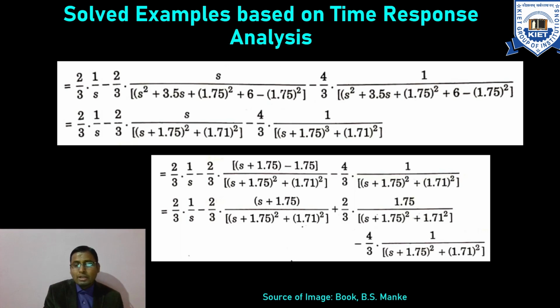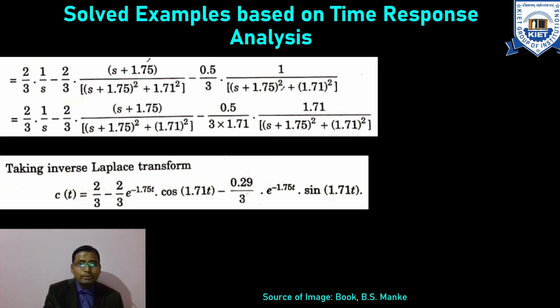So what about omega? We know that omega upon (s plus a) whole square plus omega square. So look in the next slide how we are getting it. Look, in the last equation we are getting that 1.71, this one acts as omega. So omega divided by (s plus a) whole square plus omega square, that is the part of e raised to power minus at sin omega t.